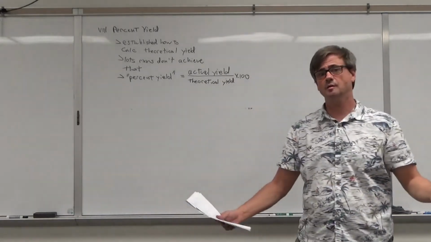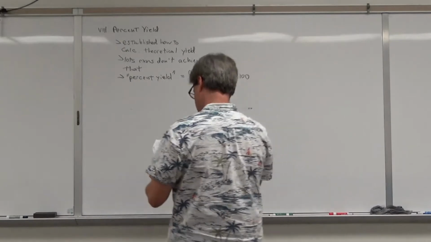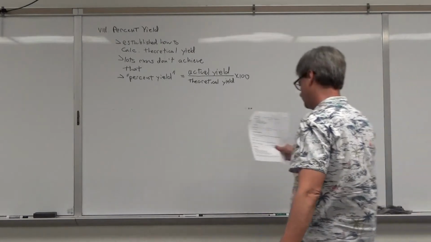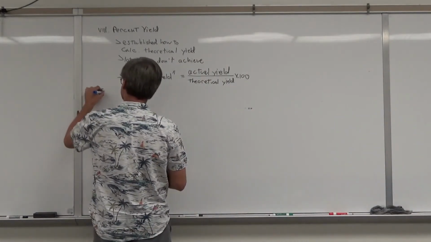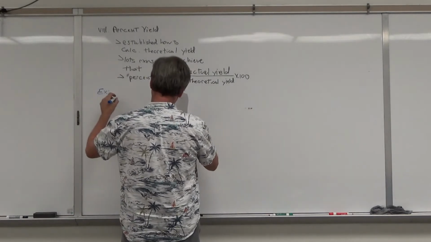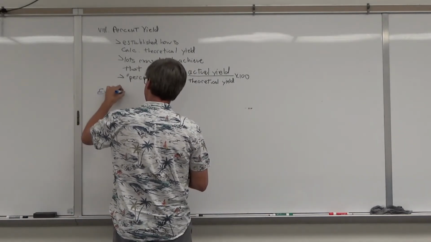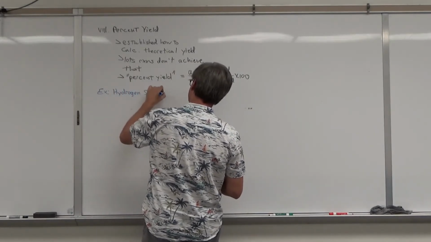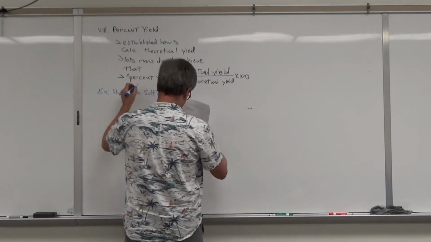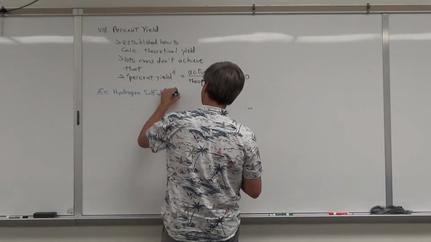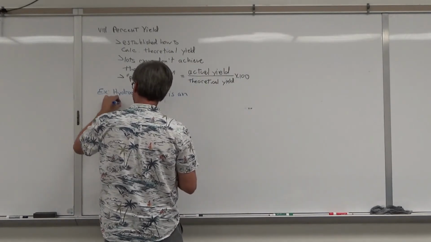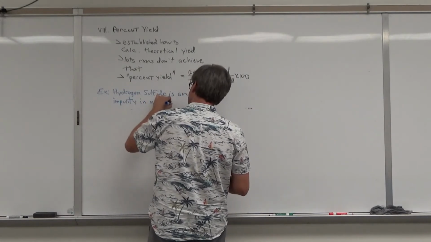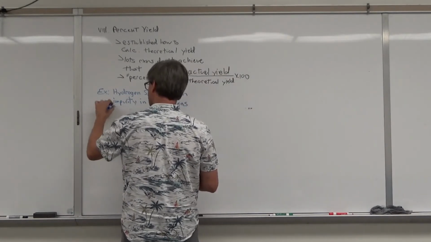Okay, let's do an example, and then we're done. Chapter 3. Hydrogen sulfide is an impurity in natural gas that must be removed.